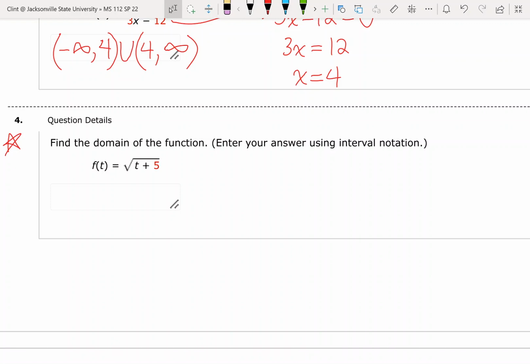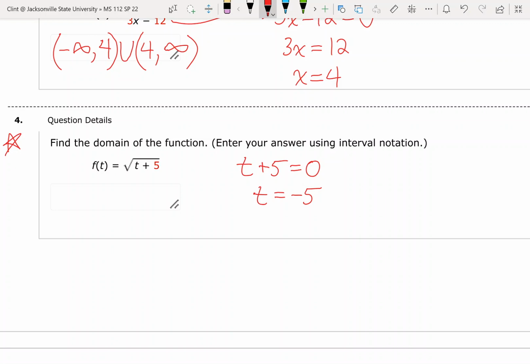So this one's not too complicated. You might be able to look at it and see what would make it 0, and then anything bigger than that is okay. If you can't tell, set it equal to 0. This says if our t value is negative 5, we'll get 0 in here. 0 is okay with the square root. But we always want the inside to be 0 or bigger. We don't want it to be negative. So any t value that's negative 5 or bigger will be okay.